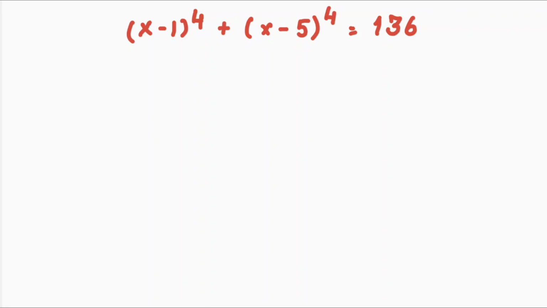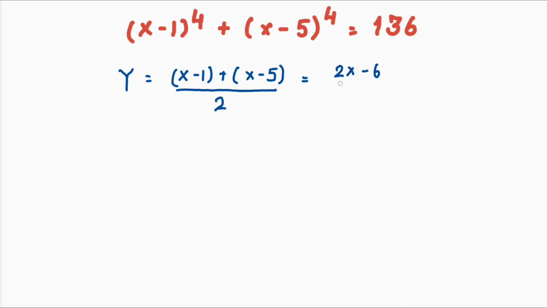In this question, each expression has power of 4. Instead of expanding this, let's try a different approach where we'll take average of both the bases. This makes x as y plus 3. Let's put this value in this question.